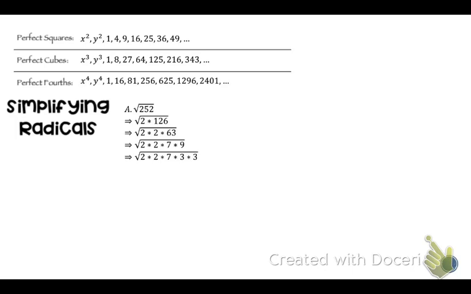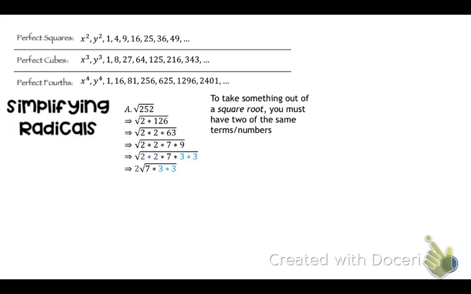Okay? And now this is a square root. So anytime you don't have a number here, you assume it's a 2. Which means that we need to have pairs in order to pull something out. So we have 2 2's and we have 2 3's. So that means I can pull out the 2, and that goes on the outside. I can also pull out the 3. And then those numbers multiply together. So 2 times 3, and that's 6 square root of 7.